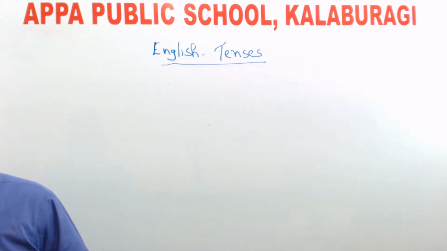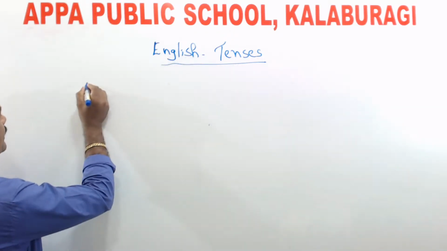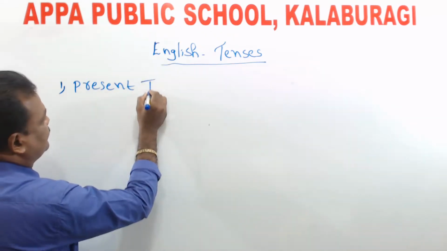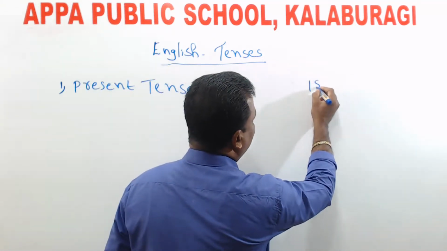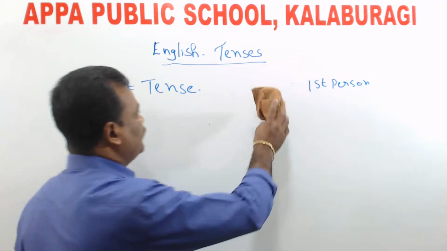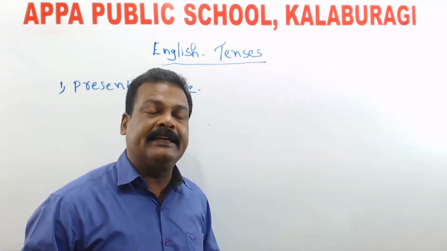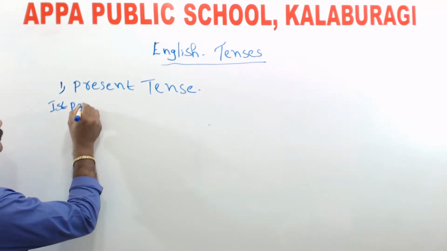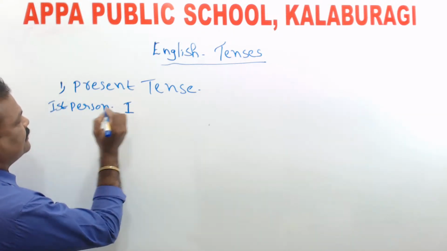Now, I told you there are three tenses: present, past, and future. First, we are going to see present tense, number one. Now, you know, first person. Every time we have to write first person. We'd better write this on this side so that you understand better. In every tense we have first person, second person, third person, and fourth person. So what do we call the first person? What is first person? I. First person is I.